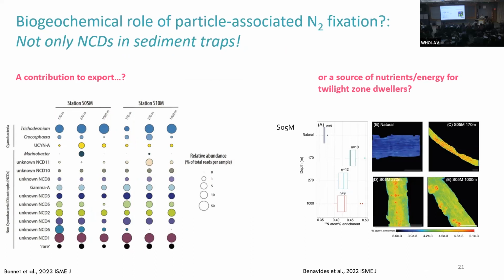And last but not least, I'd like to also remind that it's not only NCDs that are associated with particles. This is another data set from the South Pacific Ocean a couple of years ago. This is sediment trap data from 170 to 1,000 meters. We found that Trichodesmium was actually the main diazotroph in our traps. We did NanoSIMS on those, and they were active. So to which extent are we considering particle-attached nitrogen fixation as just a way of exporting organic matter into the ocean, or is this also providing fresh amino acids for the deep ocean dwellers to do their thing, or to fuel dark carbon fixation?